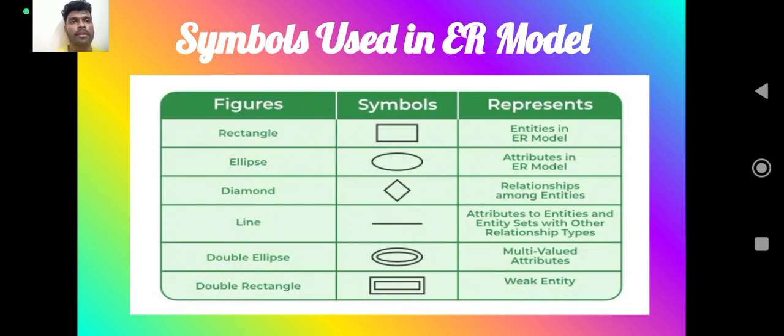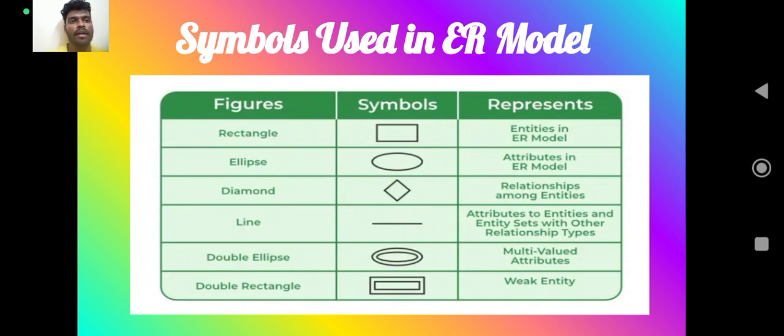Okay, and let us see the symbols used in the ER model. First one is a rectangle, it represents the entity. Next one is an ellipse, you can see the symbol, and it represents the attribute. Next one is a diamond, you can see the symbol I have given, and it tells the relationship between the entities.